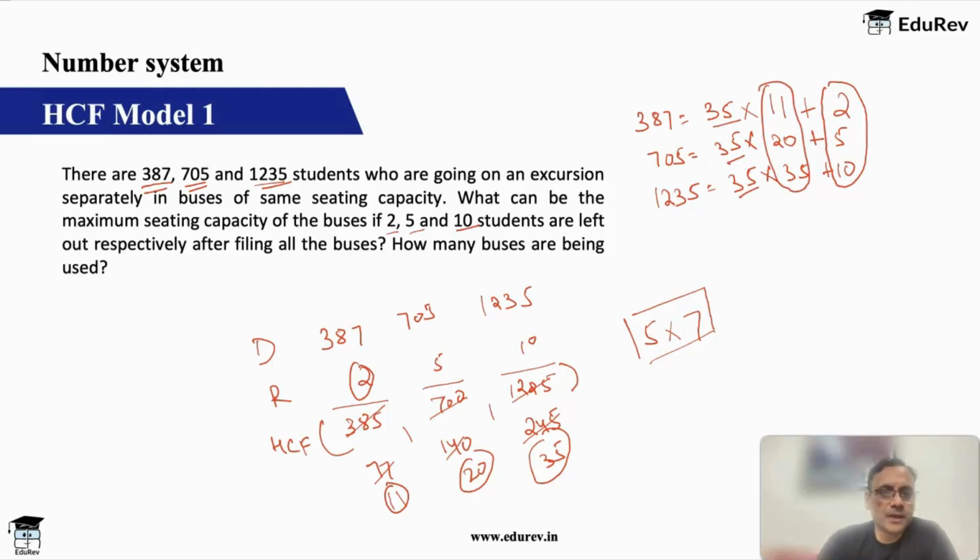So what can be the maximum seating capacity of the bus? The answer is 35. The maximum seating capacity can be 35. How many buses are being used? It is 11 plus 20 plus 35, so that is 66. You are going to use 66 buses. So the answer for the second part is 66. Okay, so this is your HCF model 1. Then let's look at HCF model 2.